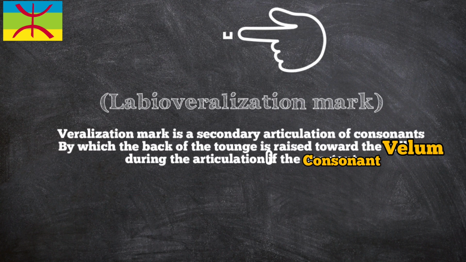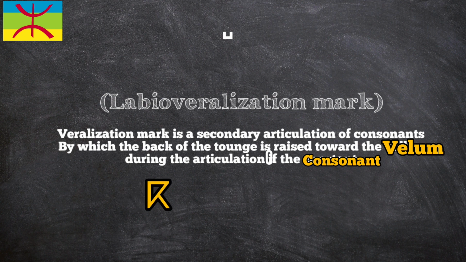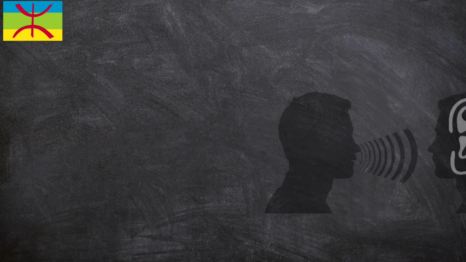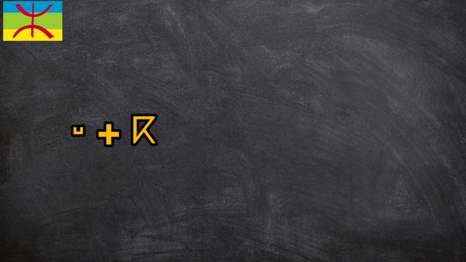This mark right up here is the valorization mark. The valorization mark is a secondary articulation of consonants, by which the back of the tongue is raised toward the velum during the articulation of the consonant. Just like I said before, for example, this letter is yak. If you add a valorization mark, it becomes yok. Just like this letter yok. This is the original letter yok, but you can also add a valorization mark to yak, so it becomes yok instead. So those letters are the same.